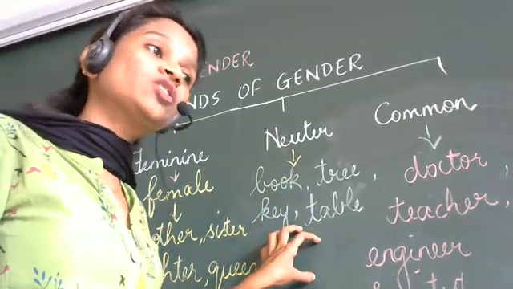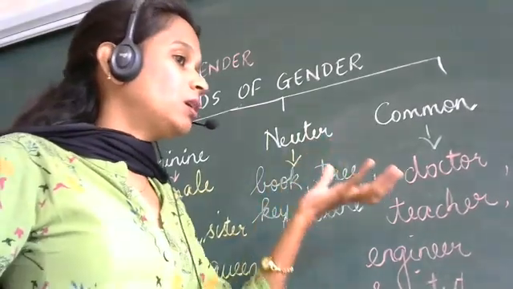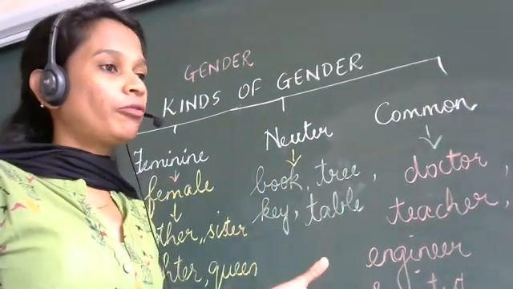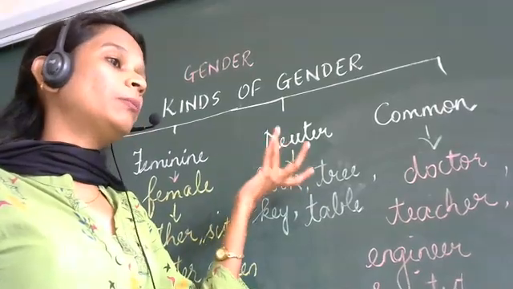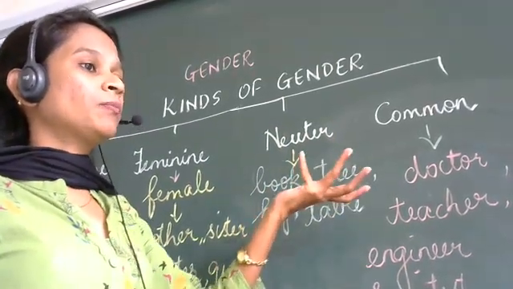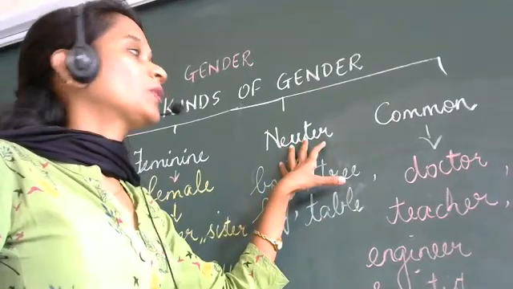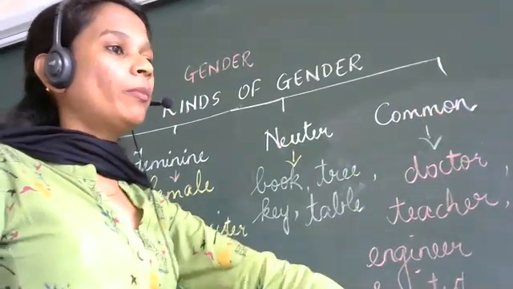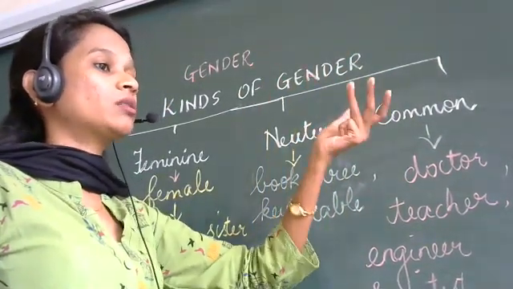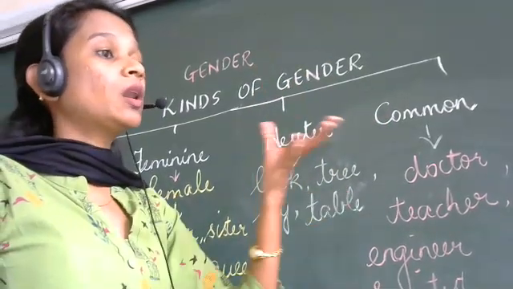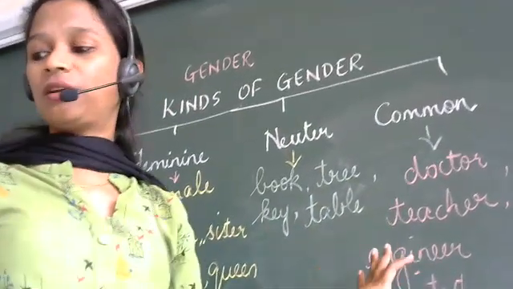Next is the neuter gender. Neuter gender has no gender. It is neither a female nor a male. All the non-living things come under this neuter gender. For example, book, tree, cupboard, chair, mobiles, window, door, all the non-living things that have no gender refer to the neuter gender. And the last one is the common gender, wherein it can be feminine or masculine. That is doctor, teacher, principal, scientist, engineer, a lawyer, all these people fall under the common gender.